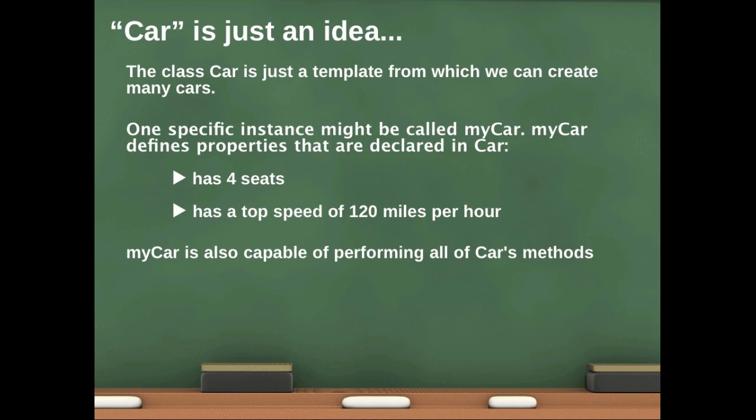So we define the properties that are declared in Car. In other words, Car just had maybe an int property called seats. But in myCar, we assign the value 4 to seats, and that way we know that myCar has 4 seats. Somebody else's car might only have 2.